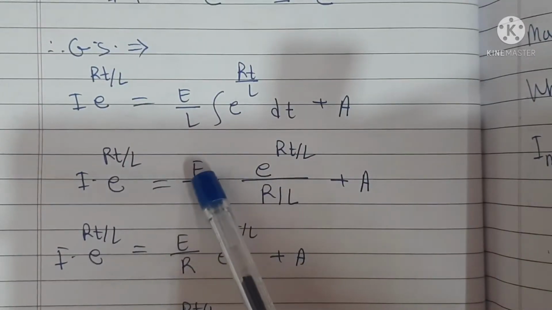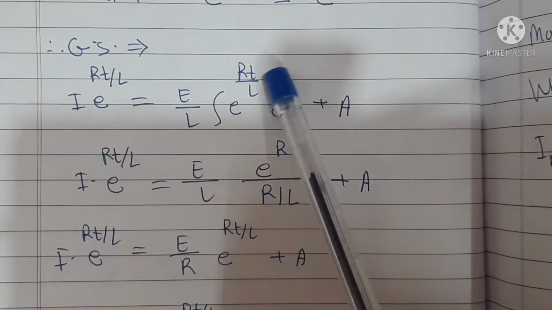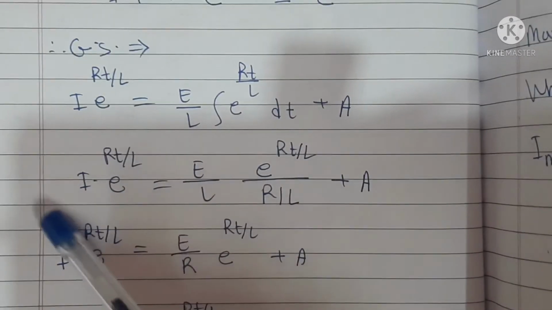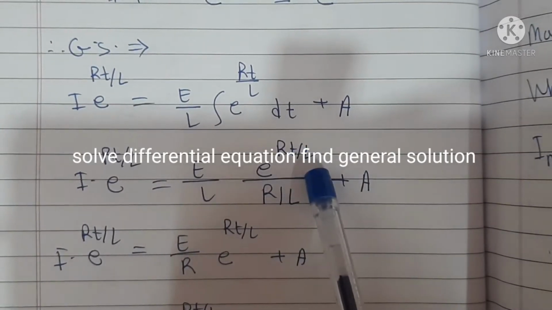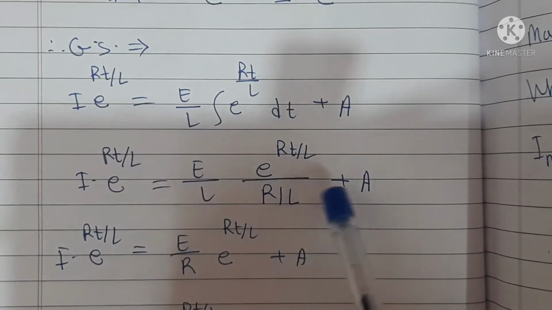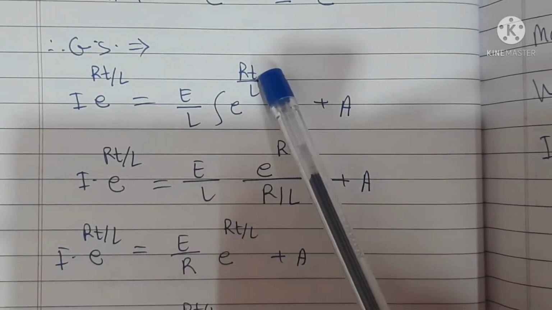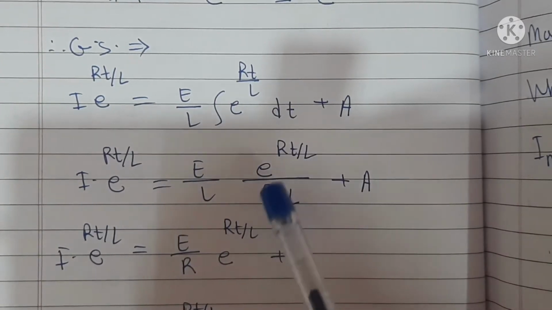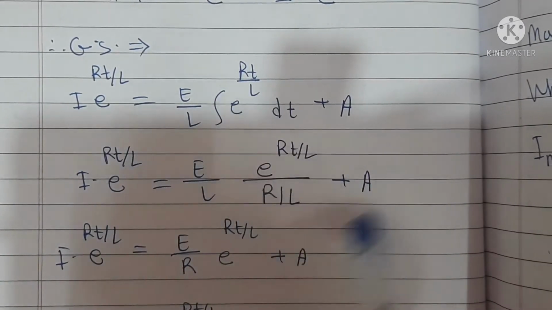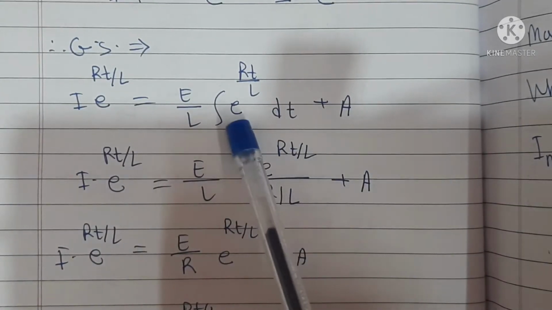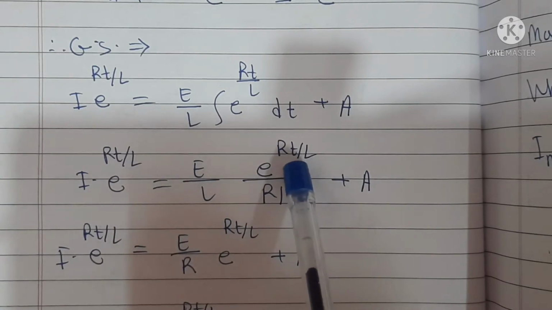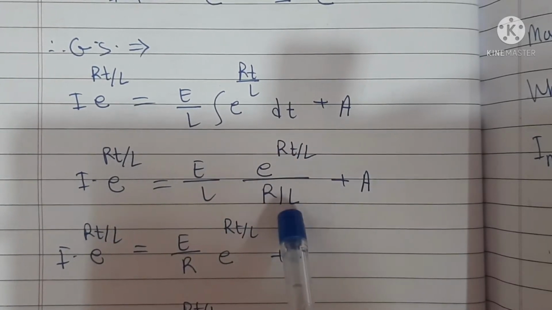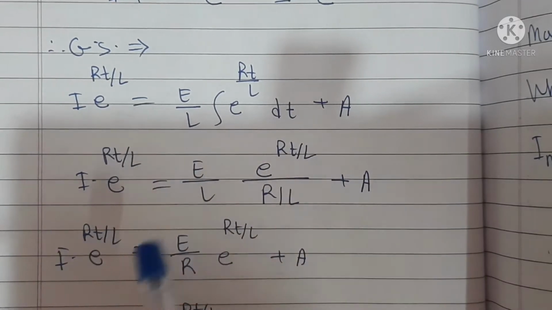Now I am simplifying this general solution equation, keeping this term as it is and solving this integration. I into e raised to Rt upon L is equal to E upon L into e raised to Rt upon L divided by R upon L, plus A. Here I used the formula for integration of e raised to ax is e raised to ax upon a. Whatever is the power of the exponential function, we get that power as it is, and the coefficient of that power gets divided. Here the coefficient is R upon L, that constant term gets divided. Thus we solve this equation.